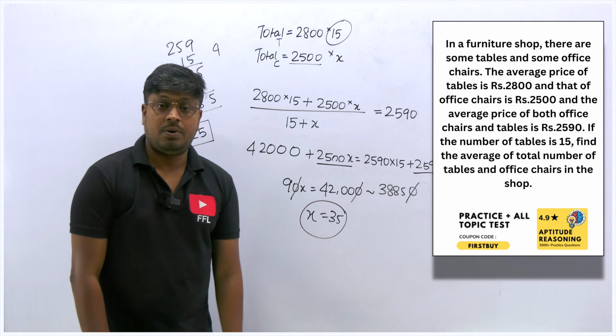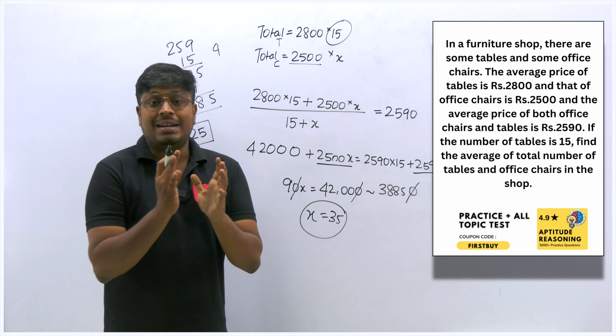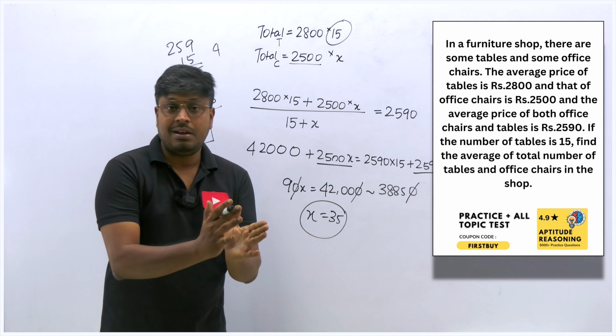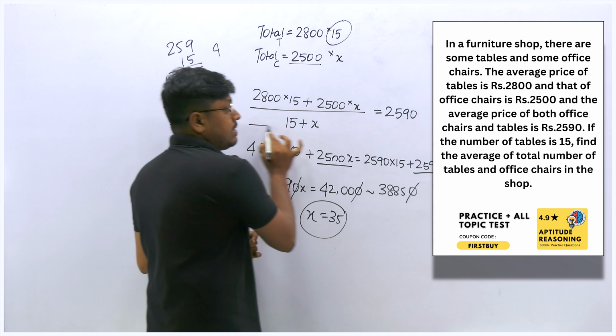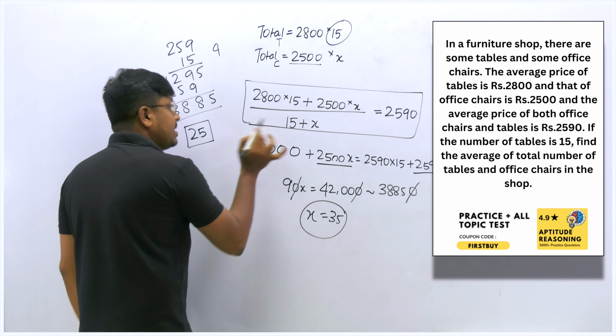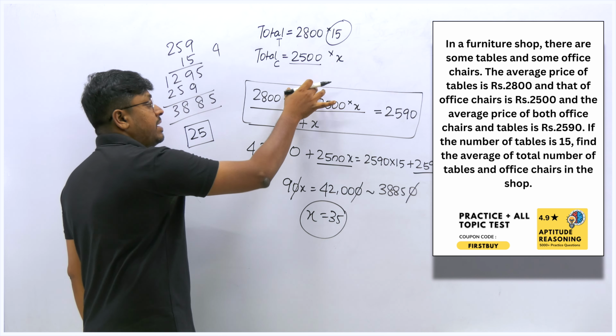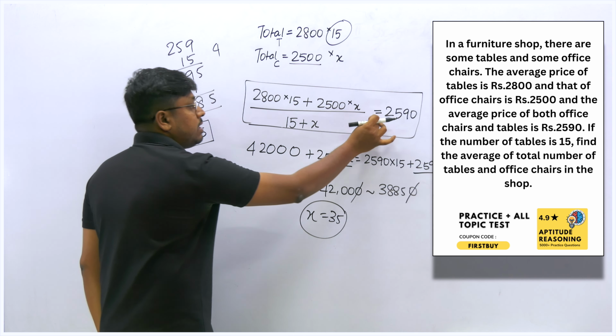So friends, understood or not? This is the way we have to understand the question: what they have given, what we need to find, how to frame the equation. This is basics, right? This is not a formula. This is the basics of average. The sum of observations divided by the total number of observations equals the average.